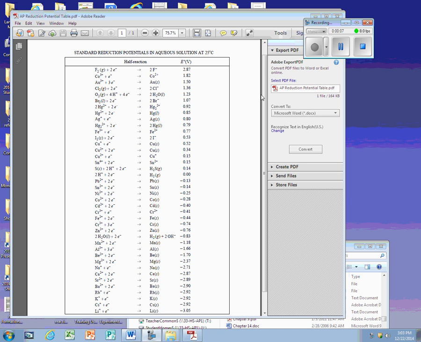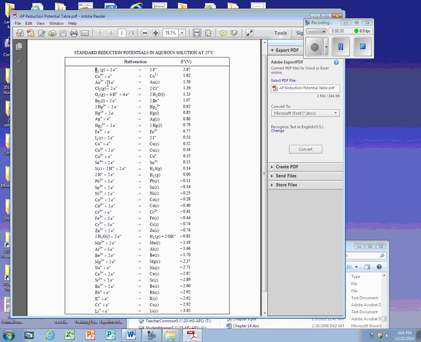Lab that we completed on metal activity and reduction potential. And that lab is based on this standard reduction potential table. And what is a standard reduction potential table? Well, what it does, it lists chemicals in the left-hand column here, based on their ability to gain electrons.